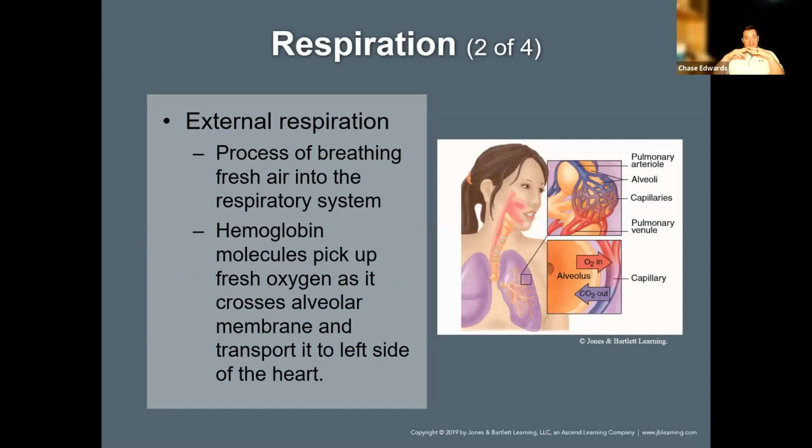All right, so external respiration. It's the process of breathing fresh air into the respiratory system, exchanging oxygen and carbon dioxide between the alveoli and the blood in the pulmonary capillaries. Adequate ventilation does not guarantee external respiration. I repeat, adequate ventilation is not going to guarantee external respiration. Hemoglobin molecules pick up fresh oxygen as it crosses the alveolar membrane, and transport it back to the left side of the heart.